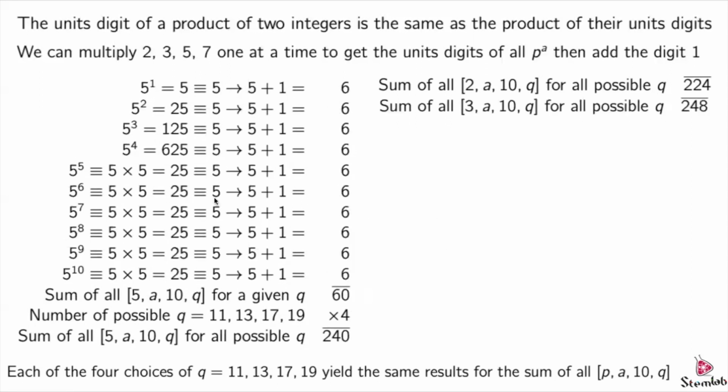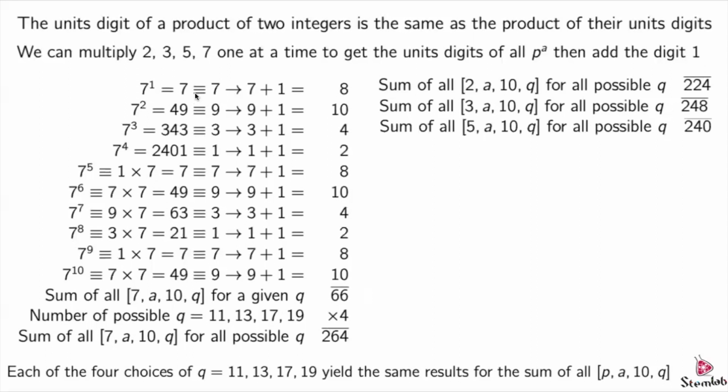For P equals 5, this is a little easier. The units digit doesn't really change for P to the A, so the values can only be 6s. There are 10 of them, 6 times 10. And there are 4 values of Q, so 240.